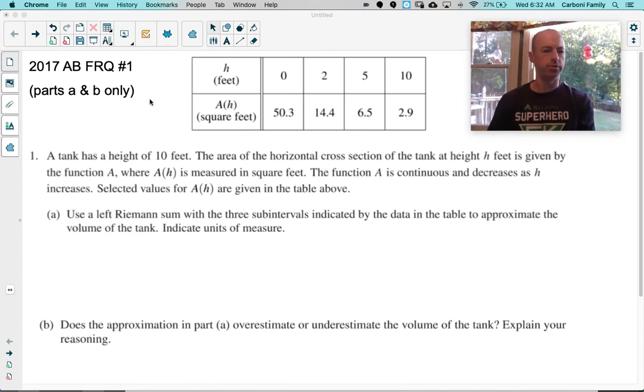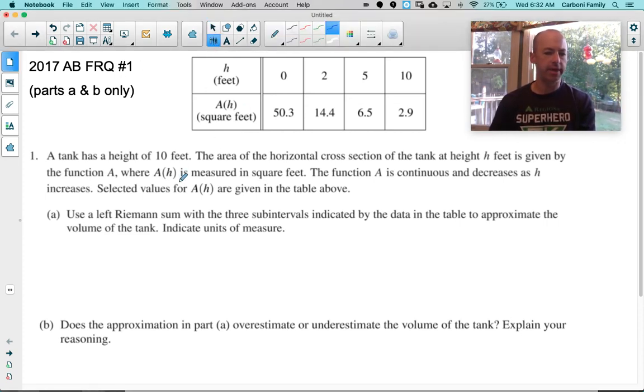All right, so 2017, number one on the AB exam, parts A and B only. We have a tank with a height of 10 feet. The area of each cross section of the tank, so this is interesting, I guess it's a cone. The area of the cross section gets smaller as you get higher up in the tank, or cone-like.